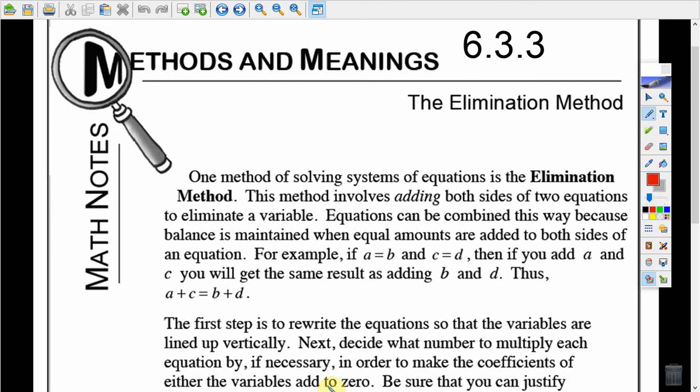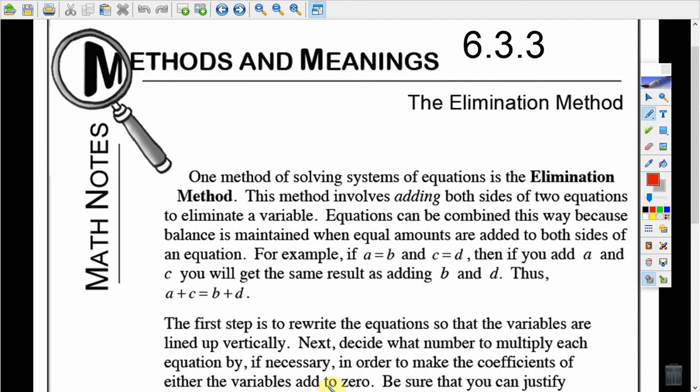Alright guys, welcome back. We got another math notes. We're looking at the elimination method. This is section 6.3.3. We have some guest presenters here today. Kay and Anna are going to help us out. So Kay, why don't you get us started here?